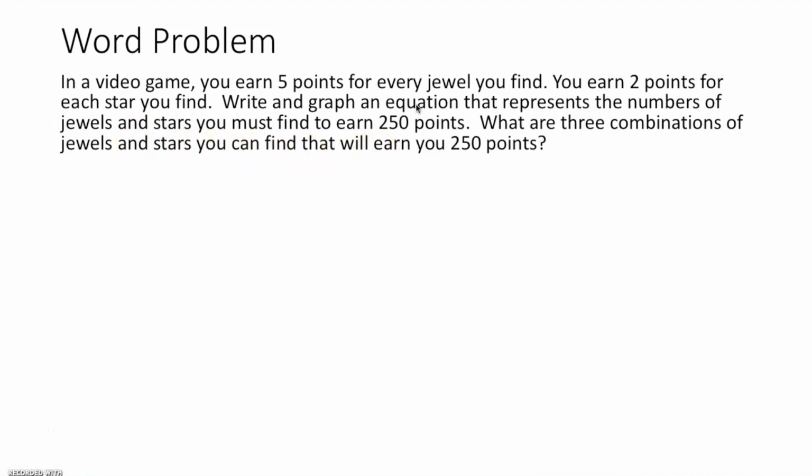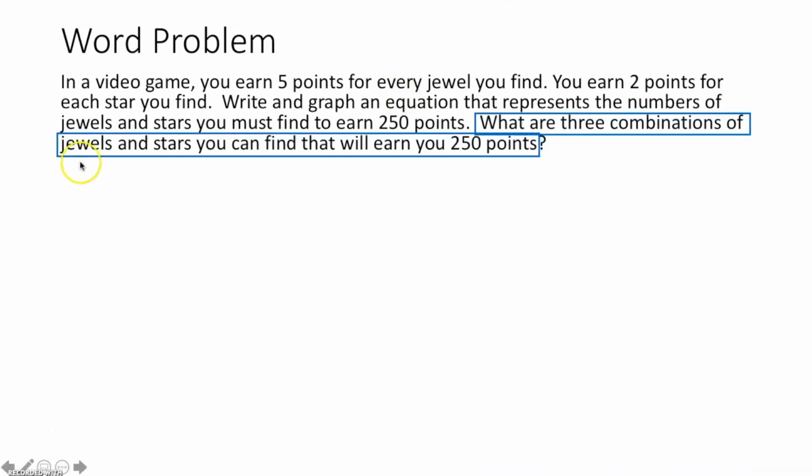So step 1, in a word problem, we're not scared. We can do this. Step 2, what is it asking? It's asking what are 3 combinations of jewels and stars you can find that will earn you 250 points. Step 3, we're going to define our variables. So what are our variables here?